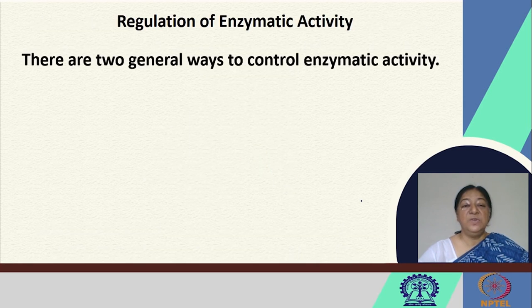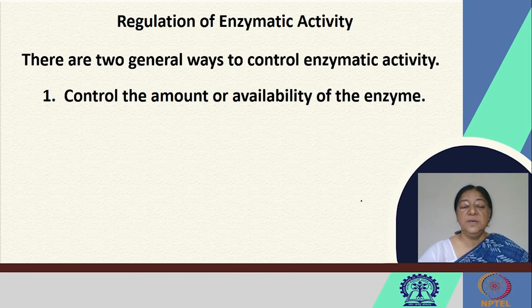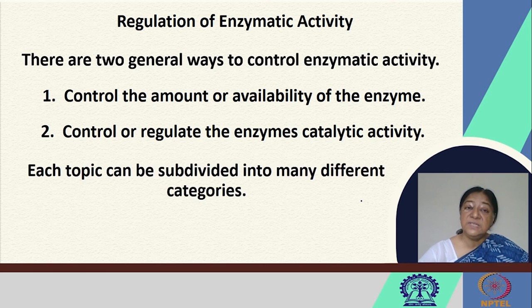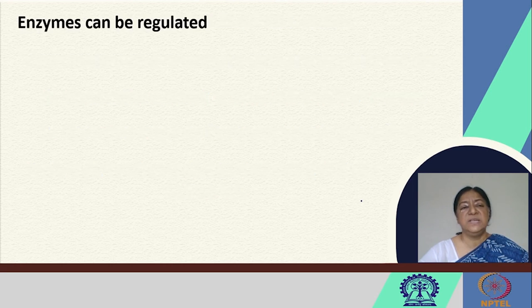So we have a regulation of enzymatic activity. There are two general ways to control enzymatic activity: controlling the amount or the availability of the enzyme, and controlling or regulating the enzyme's catalytic activity in several ways. Each topic can be divided into several subcategories, which we will visit later on.